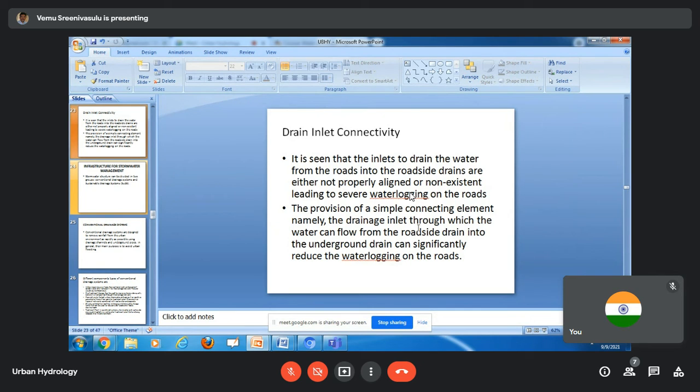If you see on the road, on either end of the road, we have a small inlet. Okay, so whatever the rain water collected on the road will go into that inlet, and then it will go to the main pipe. Okay, if that is not properly placed, or if there is any problem in that, the road gets submerged because of even a small amount of rain.